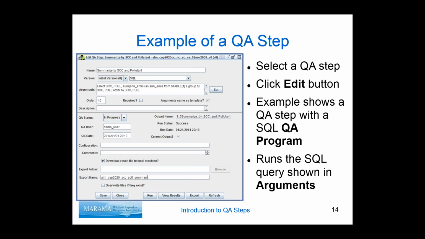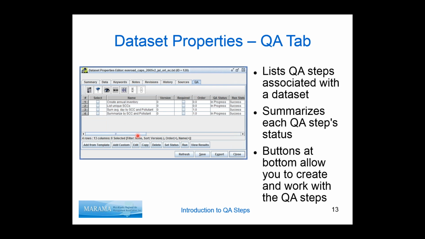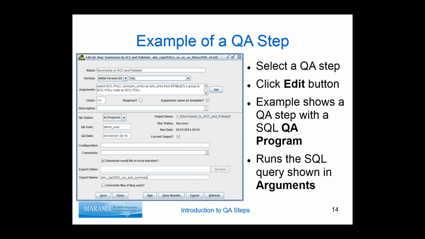Okay, so now I'm actually in an example of a QA step. So just to show on the previous slide how I would have gotten here, from the Dataset Properties tab, I would have clicked on one of the QA steps to select it, and then clicked the Edit button to bring up the editing dialog. So this is the editing dialog of a QA step, and there's a lot of pieces because QA steps can do a lot of different things. So we'll just go over some basics of this example.